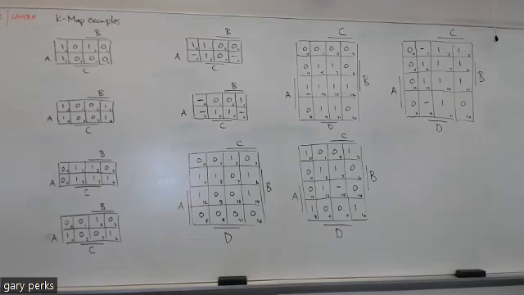Sum of products. Since I'm looking at ones, I have my sum of products and it's equal to F, right? And then if I look at the zeros, I get sum of products for F naught. And one of the reasons you might want to get SOP for F naught is because if I do De Morgan's twice, I get POS for F, right?